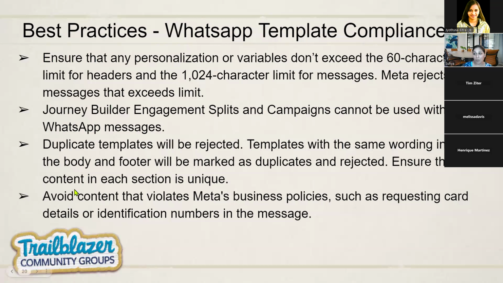And for WhatsApp in Journey Builder, engagement splits and campaigns cannot be used in a journey with WhatsApp templates. Duplicate templates will be rejected. Templates with the same name and same wording, both in body and footer, will be marked as duplicates and rejected. You have to ensure that your content is unique each time before you submit to Meta. Also, you have to avoid content that violates Meta business policies. You can't request any card details or identification numbers in the message.